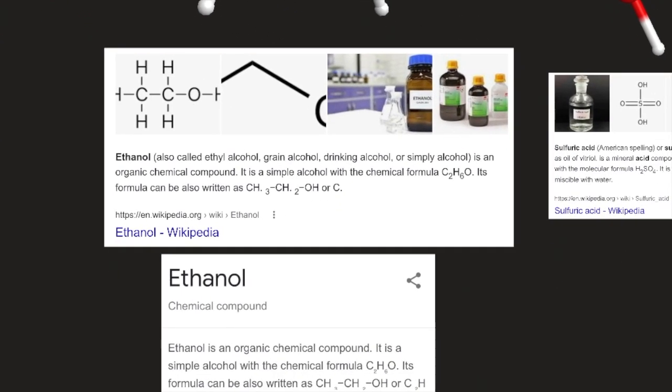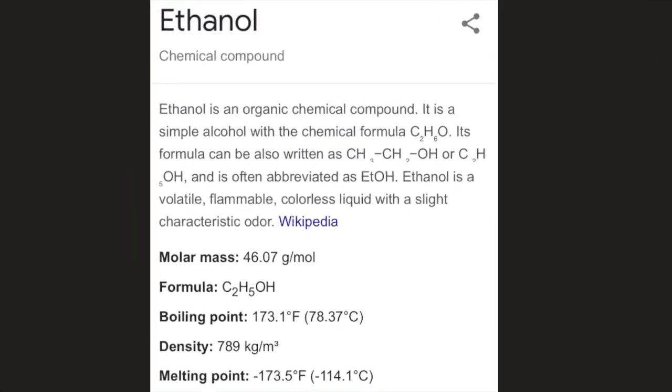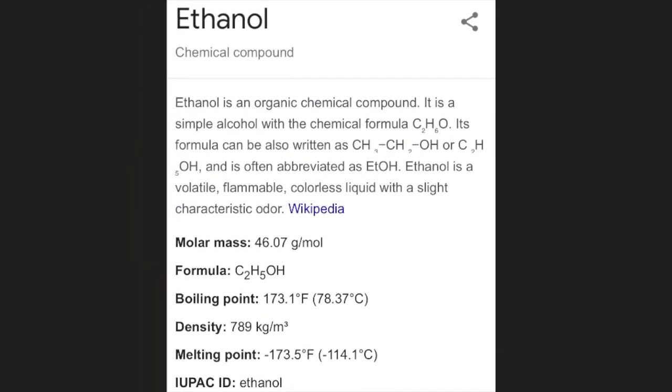So ethanol, also known as ethyl alcohol, grain alcohol, drinking alcohol, or simply alcohol, is an organic chemical compound. It is a simple alcohol with the chemical formula C2H6O. According to Wikipedia, ethanol is an organic chemical compound. It is a simple alcohol with the chemical formula C2H6O. Its formula can be written as CH3-CH2-OH or C2H5OH. It is often abbreviated as EtOH.